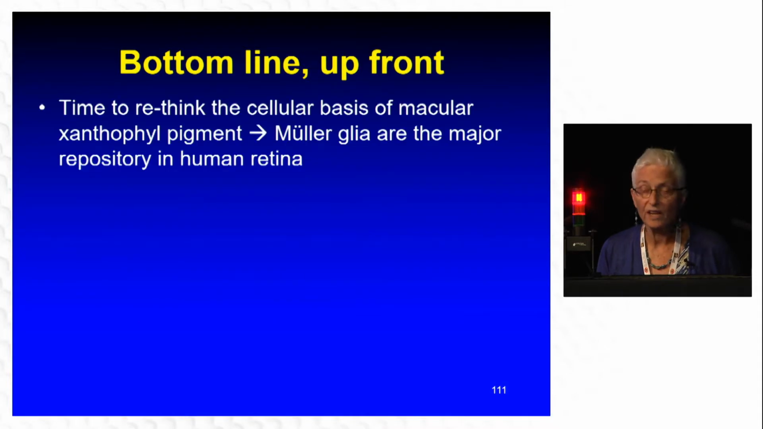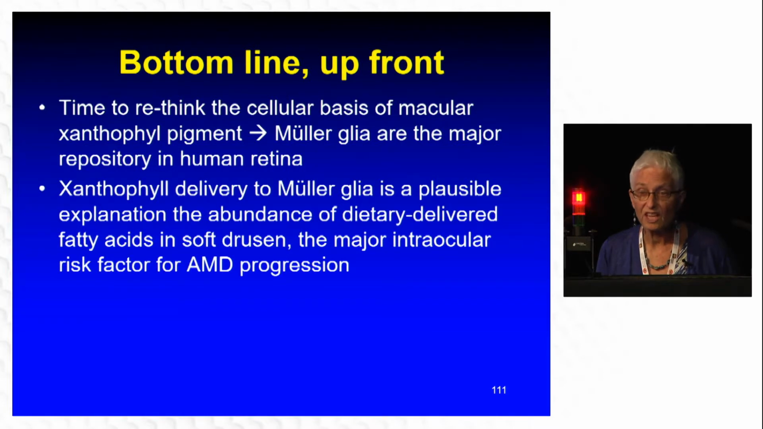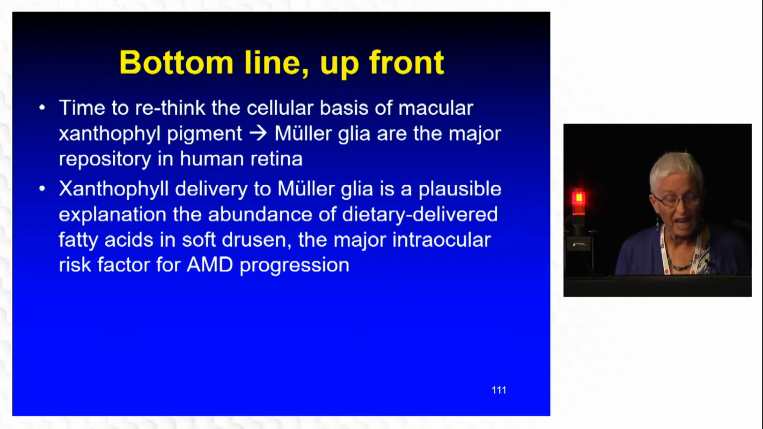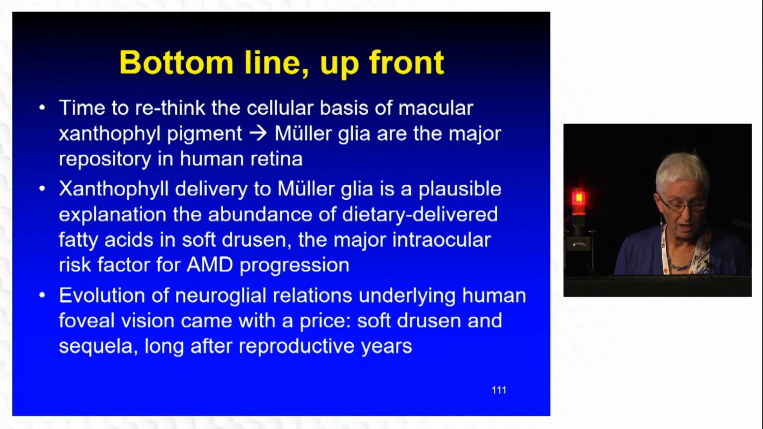So to conclude then, it is time to rethink the cellular basis of macular xanthophyll pigment as the Mueller glia, as the major repository in retina. Xanthophyll delivery to Mueller glia is a plausible explanation for all the linoleate-rich fatty acids in soft drusen, which are the major intraocular risk factor, and the evolution of neuroglial relations underlying human foveal vision came with a price, and that's the soft drusen and the sequelae of soft drusen long after reproductive years.